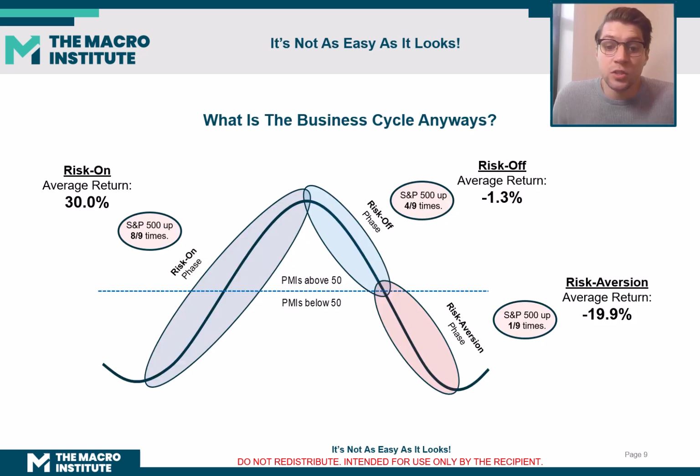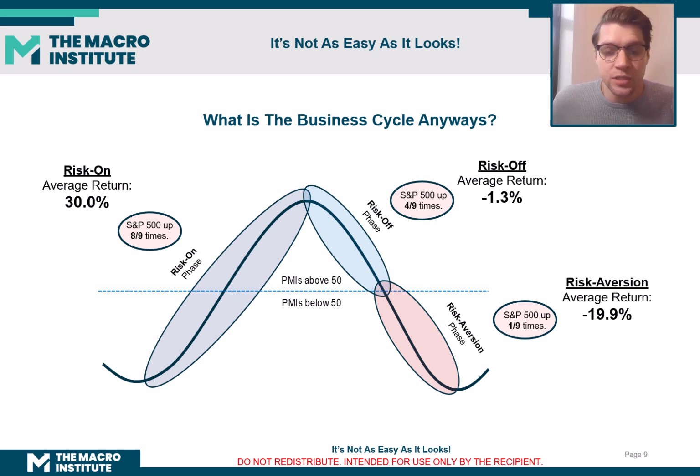Okay, so I mentioned we think about the business cycle a little bit differently than the 4 phases. We think about it almost in 3 phases. We have the risk on, which you can think of as combining the expansion and the peak. And during this period, you can see the S&P 500 in the last 9 business cycles is up 8 out of 9 times. Average return 30%.